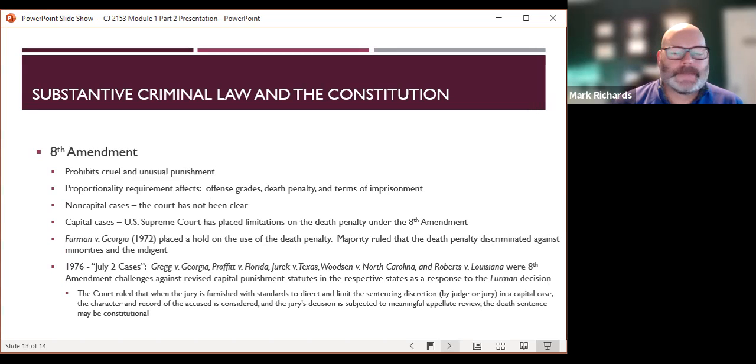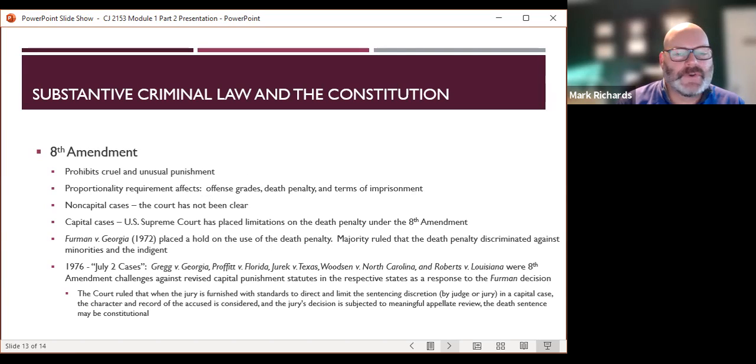Under the Eighth Amendment, this is the prohibition against cruel and unusual punishment. There are often proportionality requirements that affect this cruel and unusual punishment argument. You have offense grades, things like the death penalty, and terms of imprisonment that are considered in cruel and unusual punishment appeals. Under non-capital cases, the court hasn't been clear on what they consider proportional, but under capital cases, there has been considerable thought and judicial decisions placing limitations on the death penalty under the Eighth Amendment.